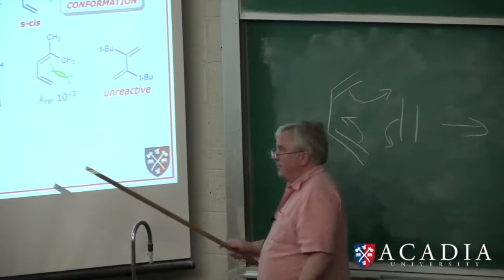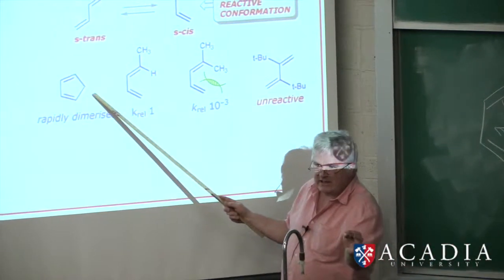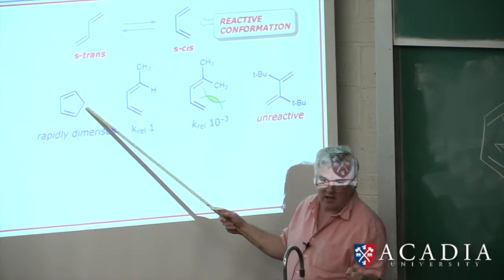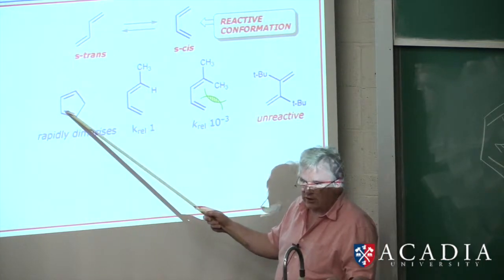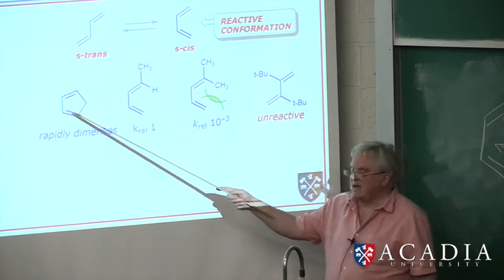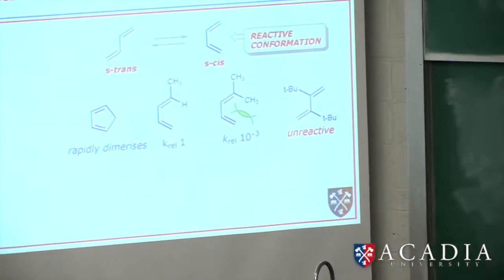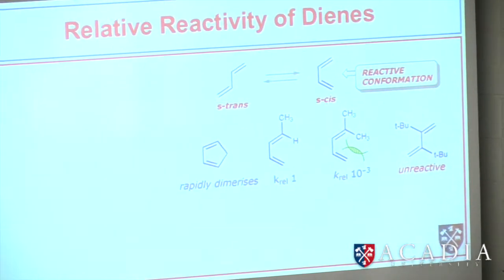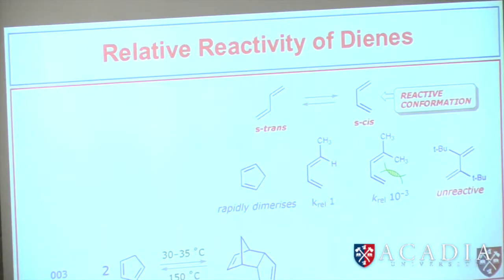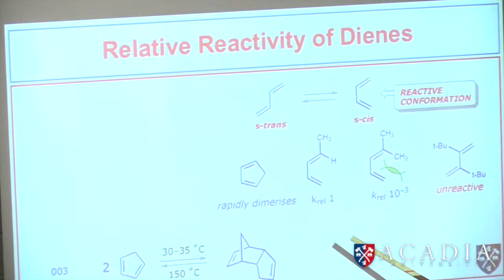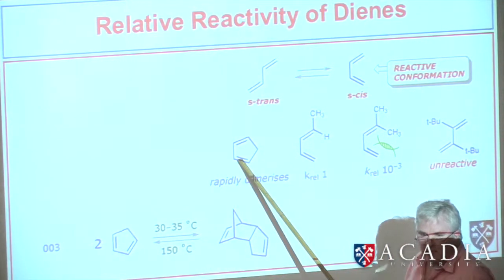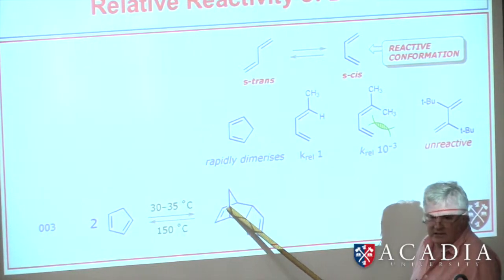Now, if we take a look at this, we've actually clipped it together and we've made it so it can't get into the S-trans conformation. It's stuck in the S-cis conformation. And as it turns out, this is a very reactive dienophile. I'm sorry, a very reactive diene in Diels-Alder reactions, because it's stuck in the S-cis conformation. That thing is so good at being a dienophile, it reacts with itself, it dimerizes, and when you buy this stuff, you buy it in this form.